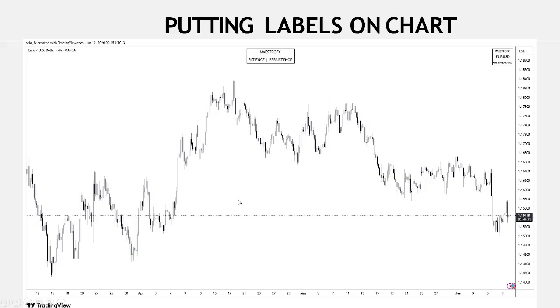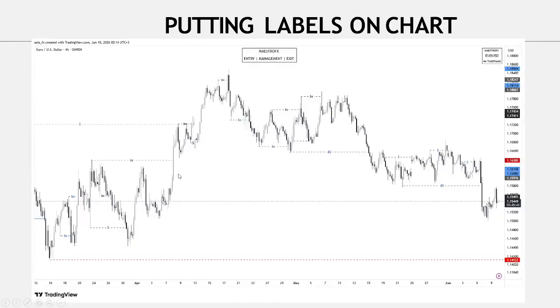You can see that this is the chart without any labels, just the price action. And it is through labeling the price action that we identify the supply zones and demand zones from which we look to capitalize.